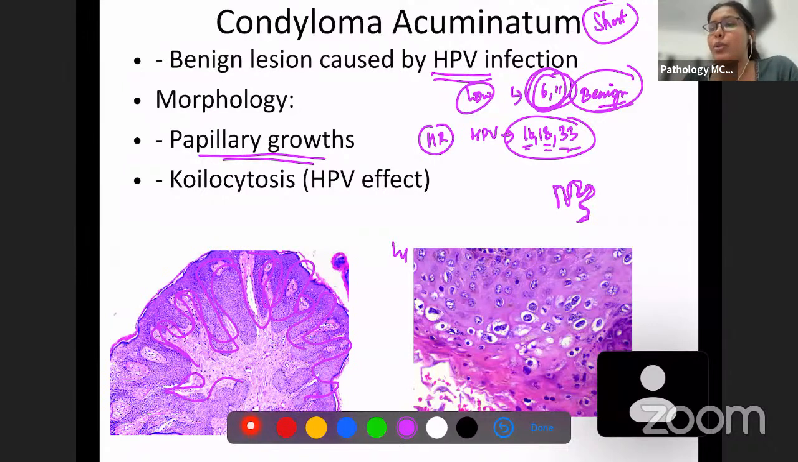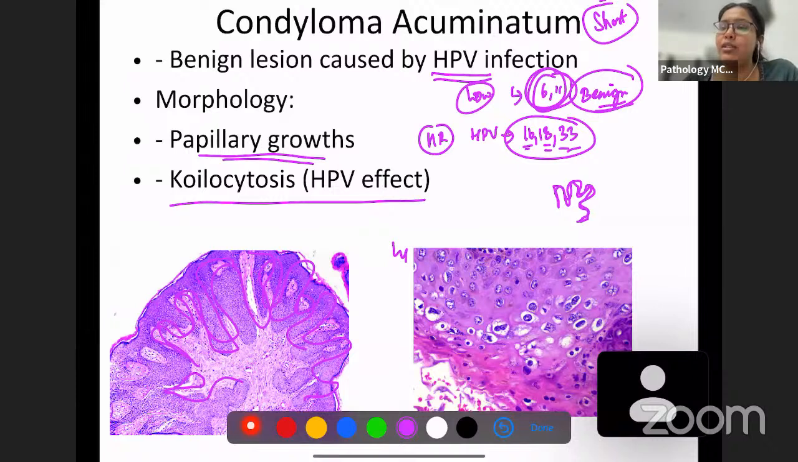And whenever you have an HPV infection, you will have something known as koilocytosis. Koilocytosis is where you have a nucleus here.